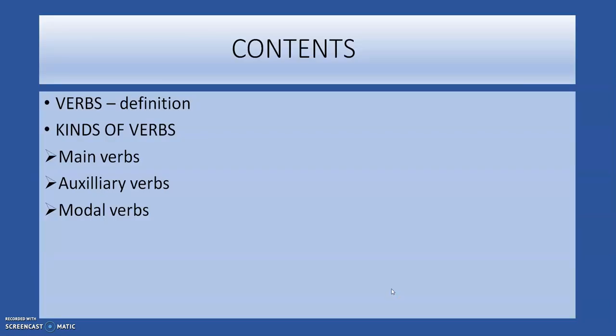First of all, we are going to learn what verbs are, the definition of verbs, some examples, and then the different kinds of verbs. As you can see here, main verbs, auxiliary verbs, and modal verbs. So we are going to study in detail what these different kinds of verbs are.